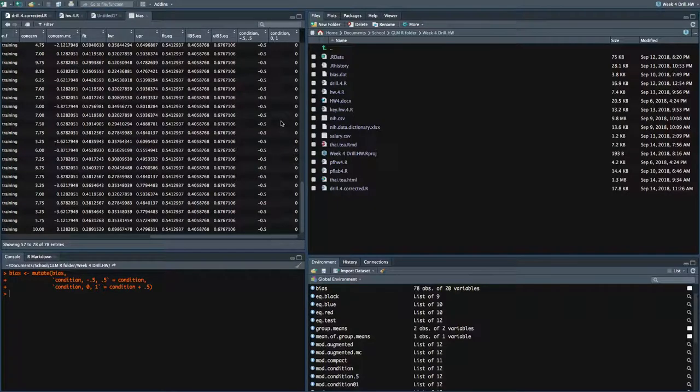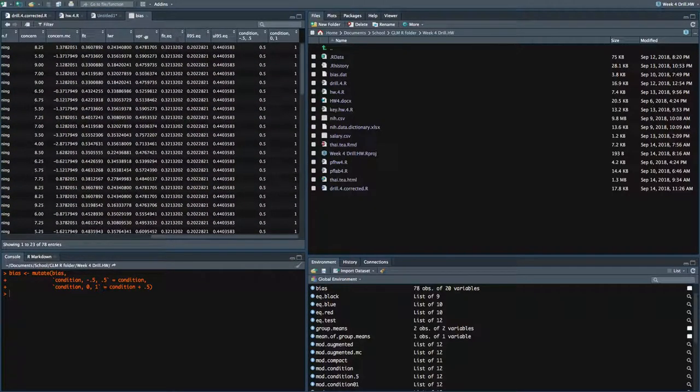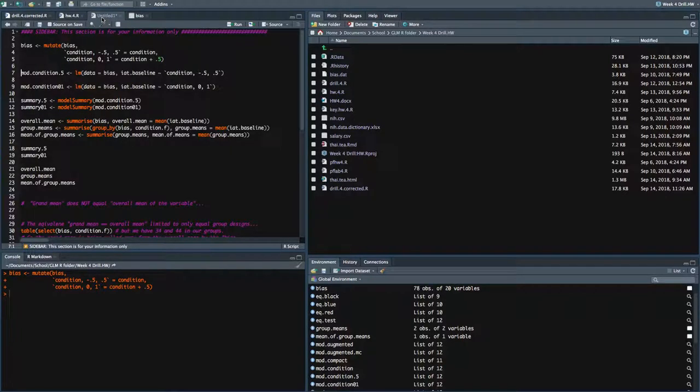So we're going to look at the differences of interpretation depending on how you have it coded. And also we're going to look at why the grand mean wasn't the same as the overall mean and what that actually means. So I'm going to run two different models here.